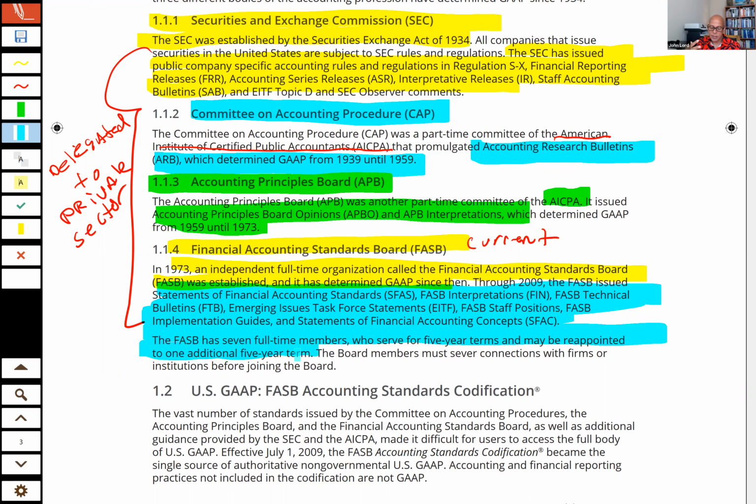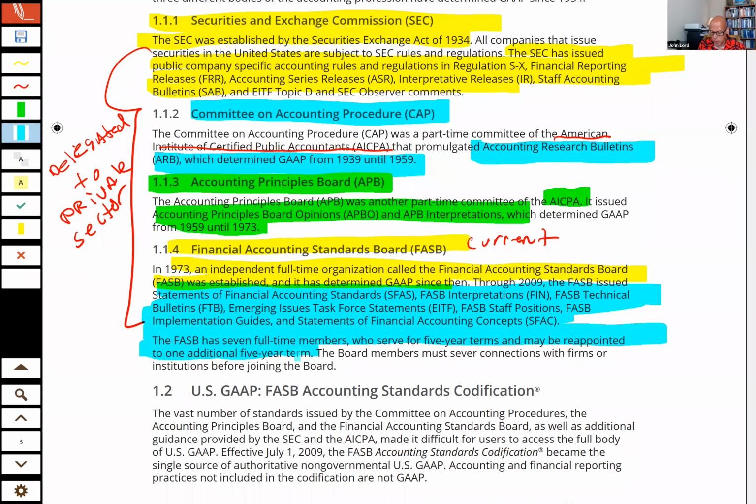Now, if you look at this, you can see that this might get a little confusing for a company. Geez, I'm trying to prepare my financial statements, and I've got some Accounting research bulletins still in place. I have some APB opinions still sitting there. I got interpretations. I got the SEC. Now I got the FASB. And it got a little overwhelming.